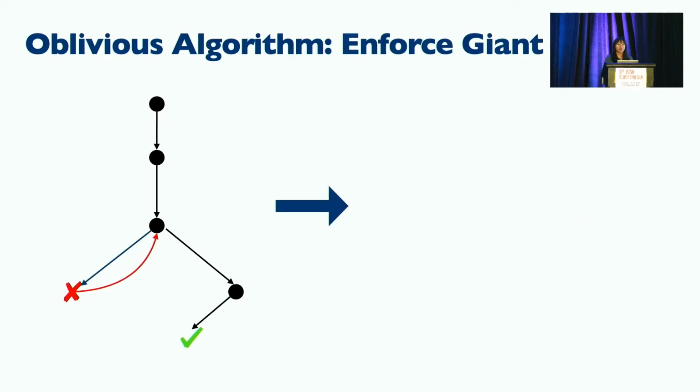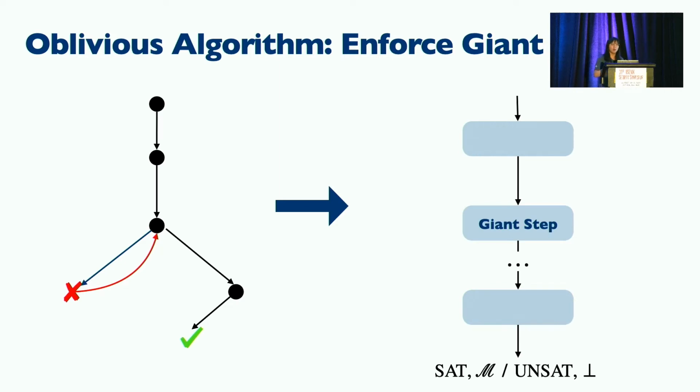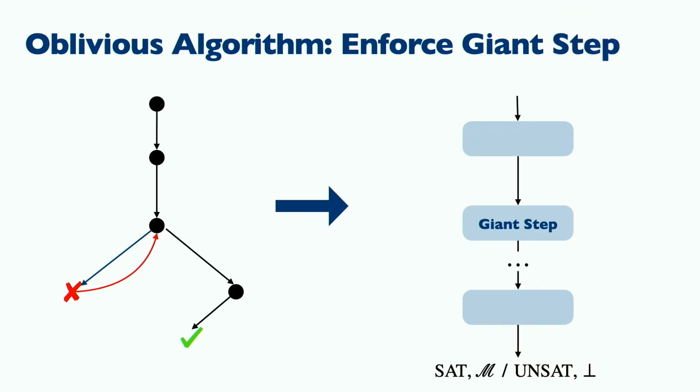DPLL in the plaintext for a given input formula will result in a searching tree, and the structure of this searching tree will reveal a lot of information about the input formula. We prevent this information leakage by enforcing giant steps. Essentially, our ppSAT solver consists of a sequence of giant steps. Each giant step will take an encrypted formula and variable assignment as the input, and output an updated formula and variable assignment that is still encrypted. Moreover, the output of a giant step will be the input of the next giant step.